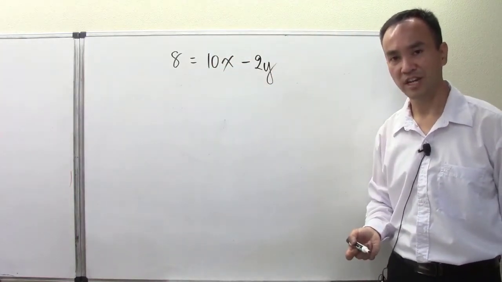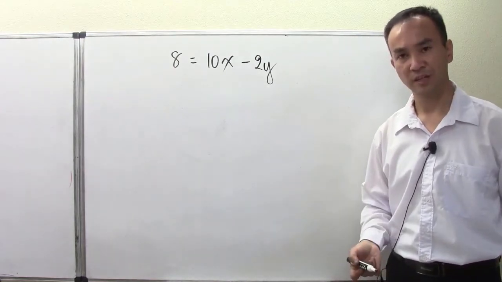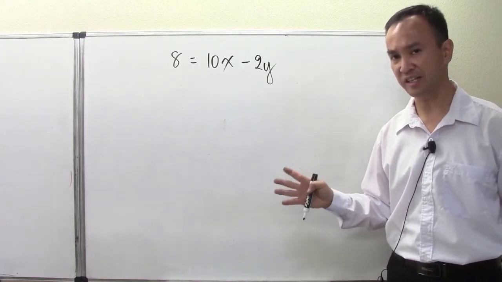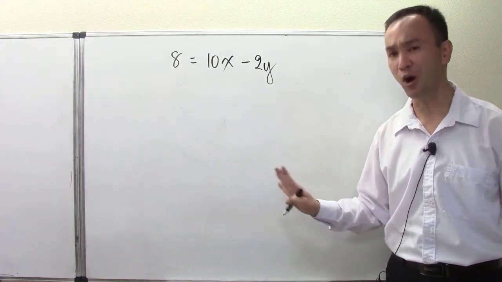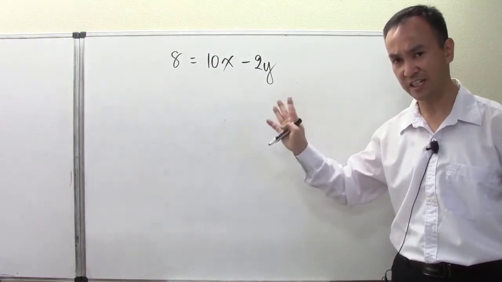8 equals 10x minus 2y. Okay, it's an equation now. It was not a form, it's an equation, but it's not a function yet. How can it be a function? We don't know yet. It's just simply given an equation. Okay, and so simply just an equation itself.